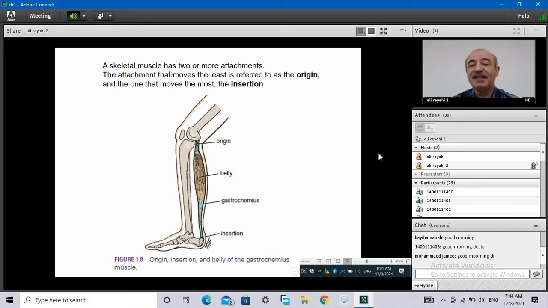So, attention please, the skeletal muscle has two or more attachments, usually two attachments, and some muscles have more attachments. The attachment that moves the least is referred to as the origin, and the one that moves the most is called the insertion.